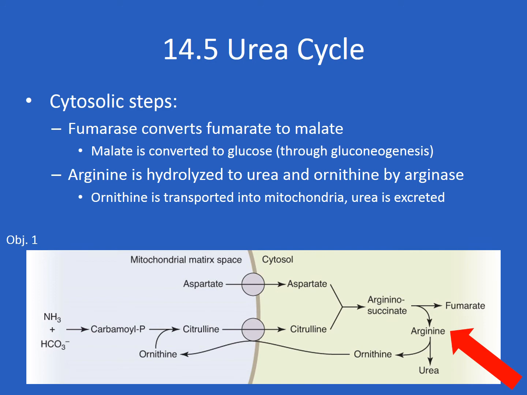Oh yeah, so I guess fumarate, we're not quite done with fumarate yet. Fumarate gets converted to malate, which then ends up getting converted to glucose. Whereas arginine gets hydrolyzed to form urea and ornithine. And, well, you might recognize that word. Ornithine goes back into the mitochondria to restart the cycle, whereas urea is excreted. This is why it's called the urea cycle.